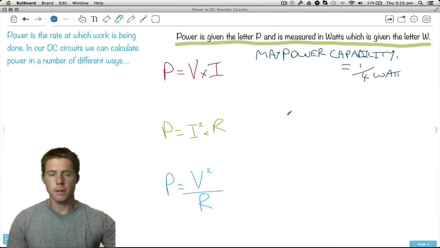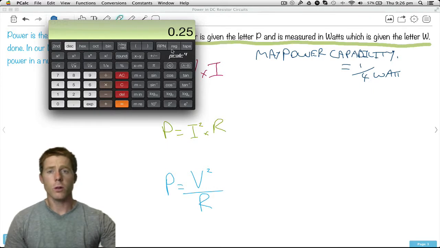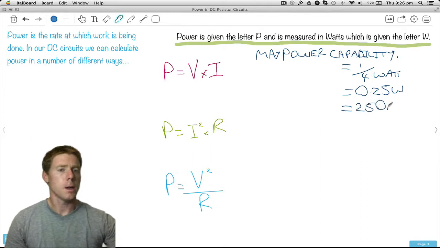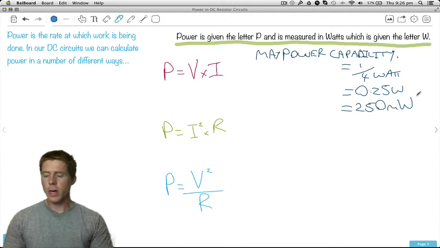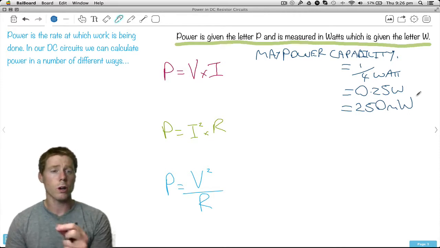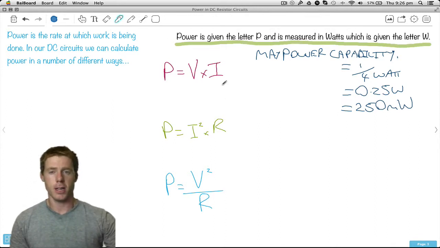So what does that mean? Well, a quarter watt, 1 divided by 4, is 0.25 of a watt, which is 250 milliwatts. So that means this particular resistor that I bought and put into that circuit can handle a maximum of 250 milliwatts. But how much power were we trying to make it handle?